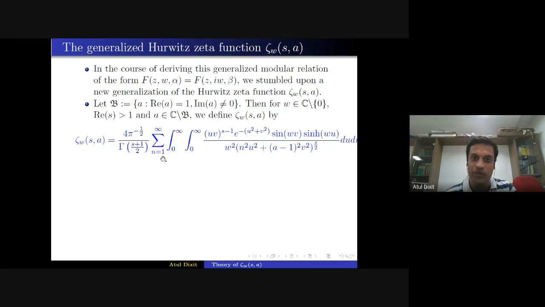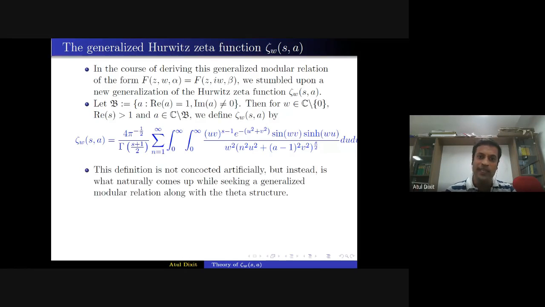As I said, this looks somewhat complicated at first glance because you have a summation of two double integrals, and then you have elementary functions here. One thing that I would like to emphasize is that we have not created this function artificially. It arose naturally when we were trying to generalize a modular relation, the one that I showed you, the modular relation with the theta structure. When we were trying to obtain it, this actually came up naturally.